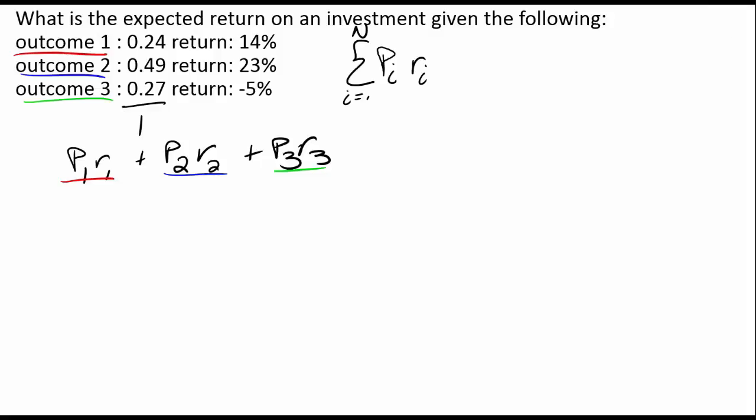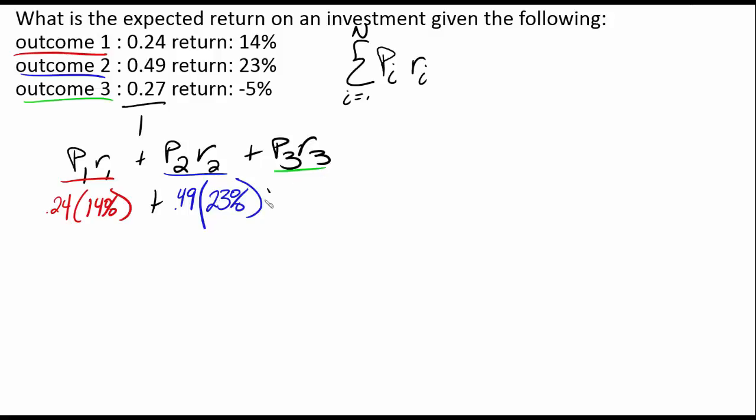So outcome 1 has a probability of occurring of 0.24. It has a return of 14%. And then we are going to add on to that outcome 2, which has a probability of occurring of 0.49, so almost a 50% chance of that occurring. And the return, if outcome 2 happens, is 23%.